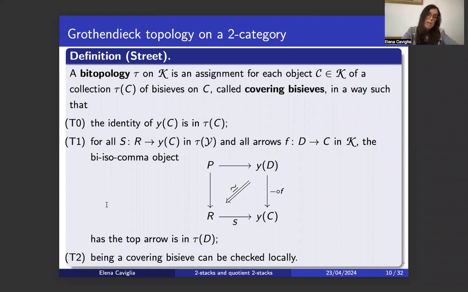So if you remember, in dimension 1, we had closure under pullbacks. So again, we upgrade pullbacks to bi-isomorphic objects. And the third condition is again saying that being a covering bi-sieve can be checked locally with respect to a covering bi-sieve. And so now we say that a bi-site is a 2-category K equipped with a bi-topology. And now what we want to do is give a notion of 2-stack.